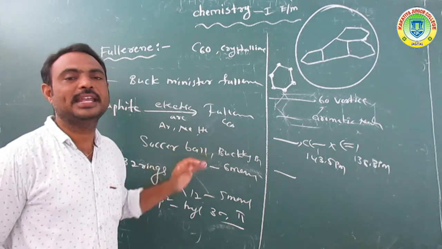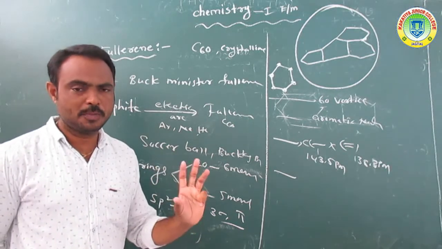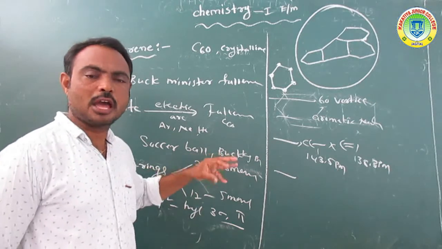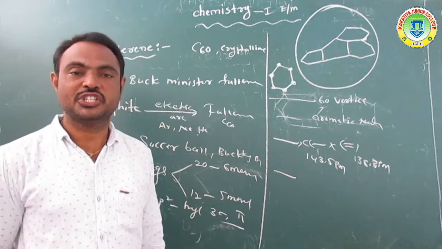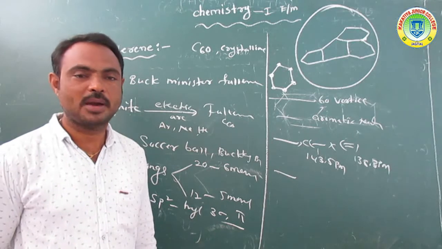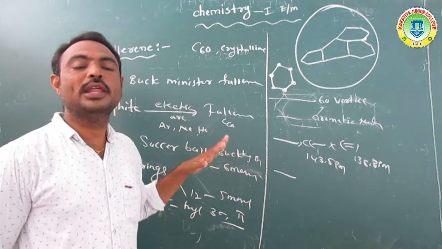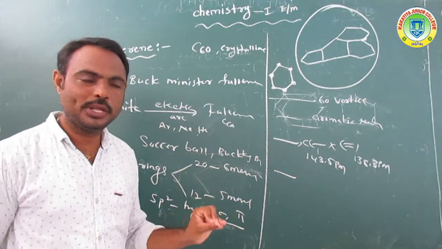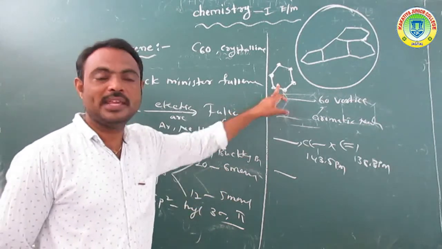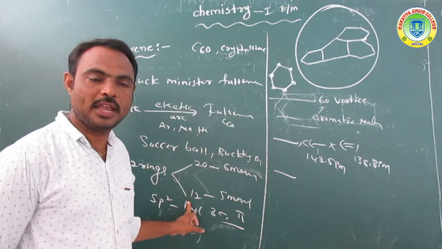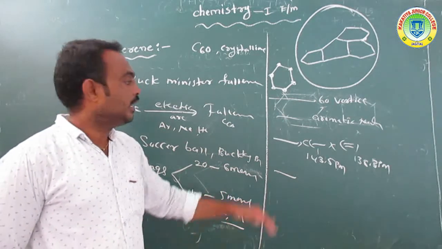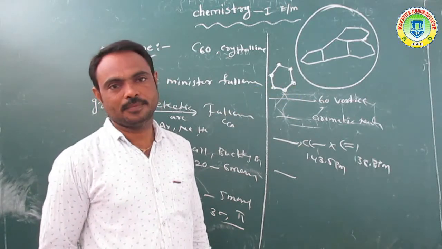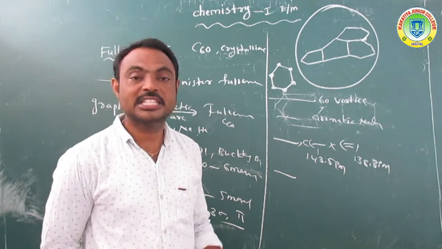Okay, so this fullerene has a ball shape. Which ball? Just like a football. That shape is the soccer ball or buckyball shape. Overall, fullerene contains a total of 32 rings. In these 32 rings, 20 are 6-member rings and 12 are 5-member rings. Fullerene contains 60 vertices. How many vertices? 60 vertices.